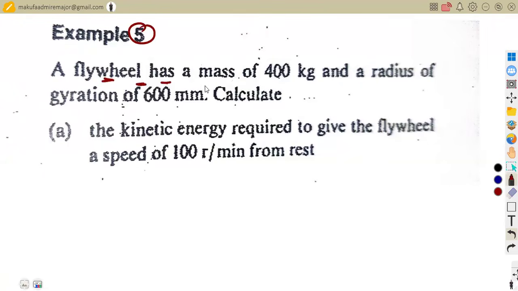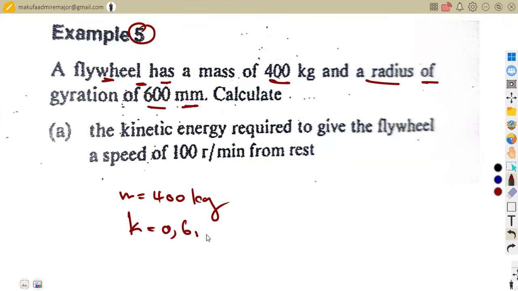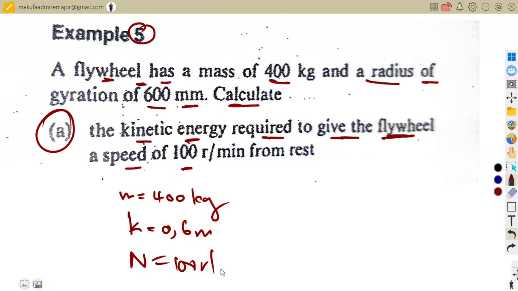On example number 5, a flywheel has got a mass of 400 kilograms and a radius of gyration of 600 millimeters. So that's our K, 0.6 in meters. Calculate A, the kinetic energy required to give the flywheel a speed of 100 revolutions per minute from rest. That is the change in speed there. The change in speed is just what you're given. I talked about this kinetic energy formula.